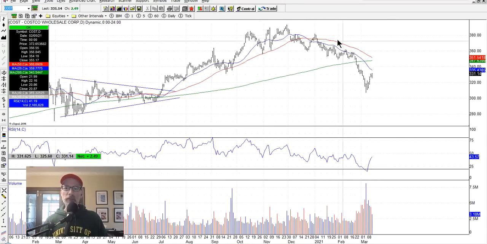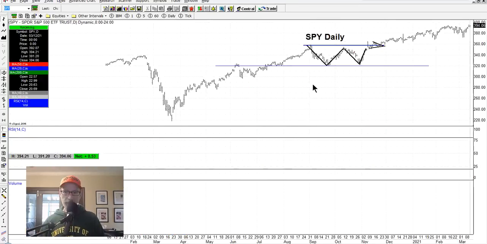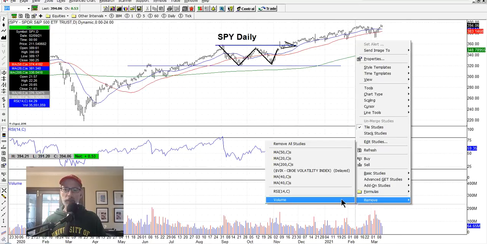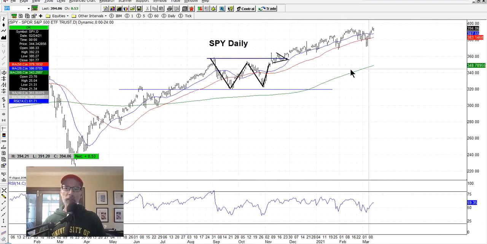Now, these are downtrending, down-sloping moving averages. Okay, you've got to watch out for those. When moving averages are sloping downwards, that means it's going to be harder for the stock to really get a rally. Whereas, if you look at the SPY, the moving averages, let's get rid of the volume here. The moving averages are sloping upwards, okay? So that makes it easier for the stock to keep moving in that direction.